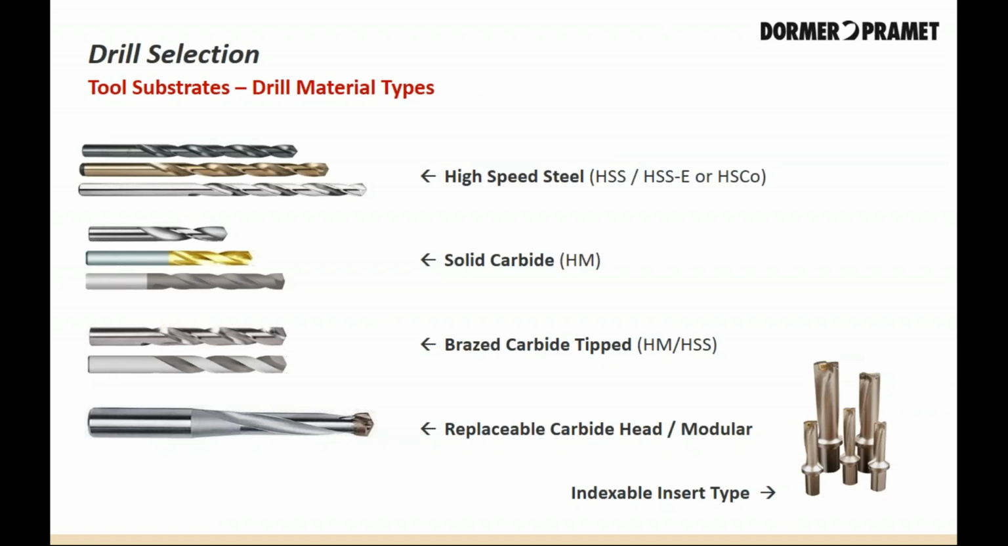Dormer Pramet offers drills made from most common substrates: high-speed steel or HSS, high-speed cobalt steel, which is HSSE or HSCO, solid carbide, usually depicted by HM, brazed carbide tipped, replaceable head or modular type, and indexable insert type from our Pramet offering. Based on the vast array of drills available to address everything from high performance to MRO applications, our very capable territory managers, application specialists, and product specialists can fine-tune the drill to the application aimed at providing the best possible product for the operation.